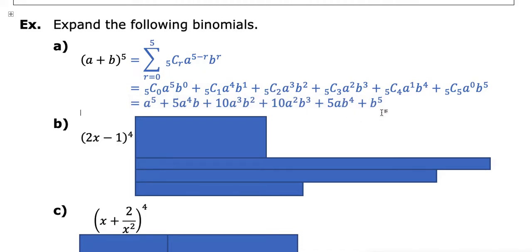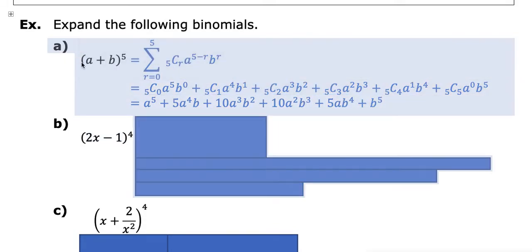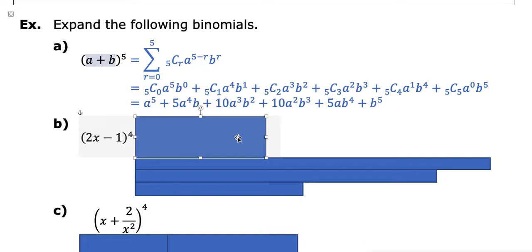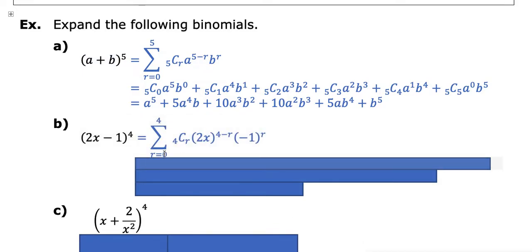Next, looking at values that are not just a plus b to the power 5. I suggest that you become an expert with this expansion in general, with just a plus b to the power n, so that the rest can be applied. We'll take a look at this right here. This is the abbreviation using sigma notation for the following expansion.